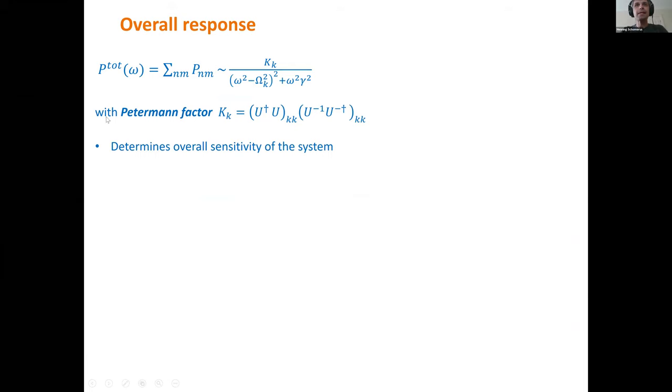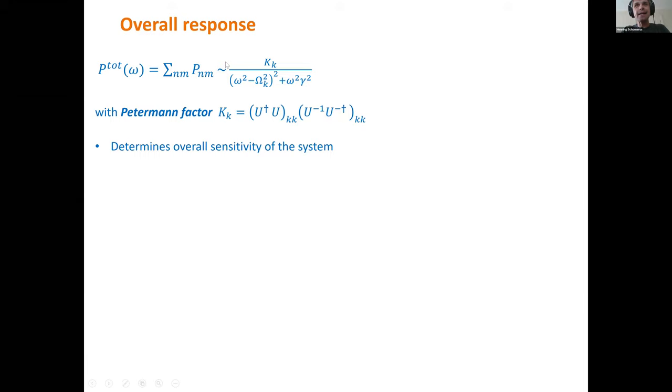And in order to see that, we have to go one step further. We have to characterize the whole system by one number. And I know I just need this 1 or 2 minutes, Laszlo, and then I'm keeping the time. So let's look at the total response of the system.